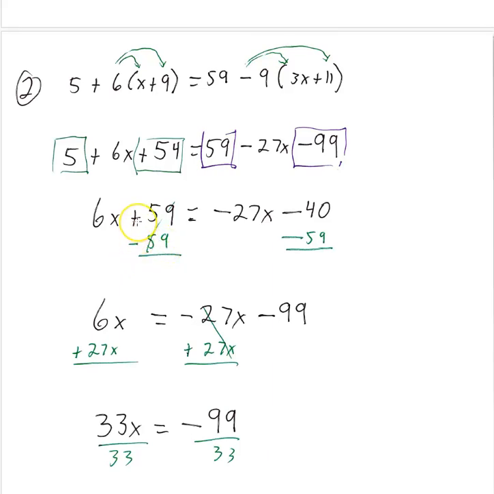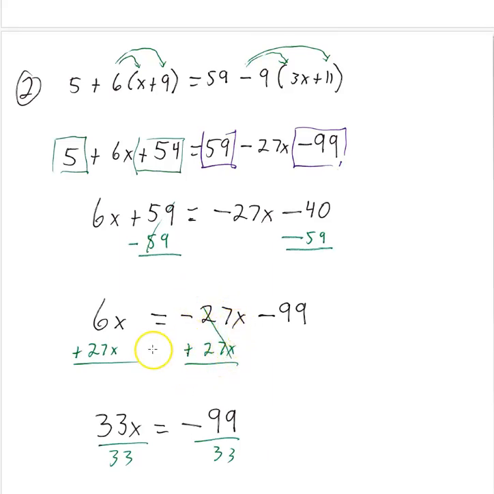Notice I have plus 59, so I subtract 59 because 59 minus 59 is 0. Do it on this side too. If you're having trouble understanding this, again, just type in exactly what you see: minus 40 minus 59. And boom, you'll get minus 99. So I'm cleaned up on the left. I have 6x equals, and I have negative 27x. I need to get rid of the x's on the right, so I'm going to add 27x.